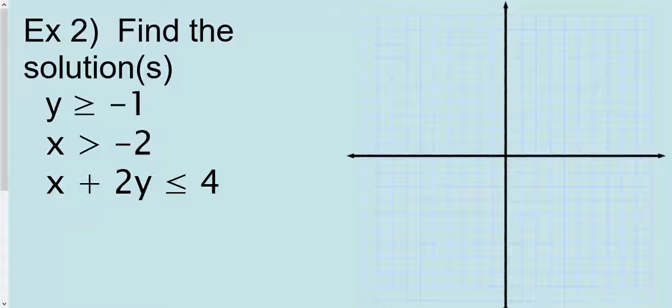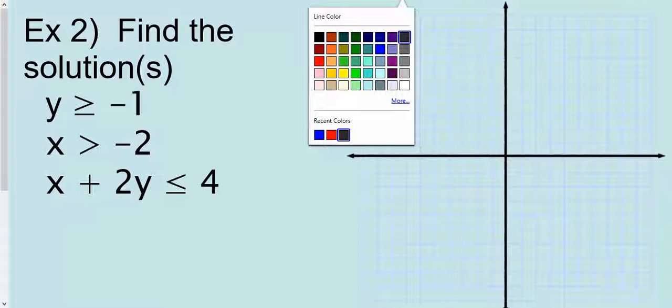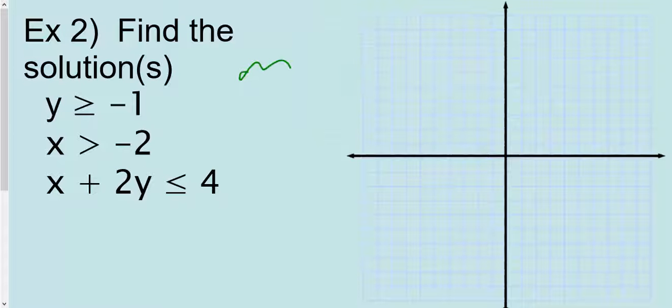Here we have some vertical and horizontal lines. So I'm going to use 3 different colors for this one because there's 3. You can have as many lines as you'd like actually. y is greater than or equal to -1. That's going to be a solid line going through the y-axis, not the x-axis, at -1.